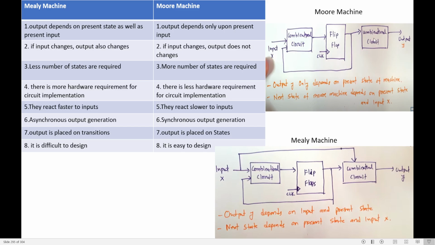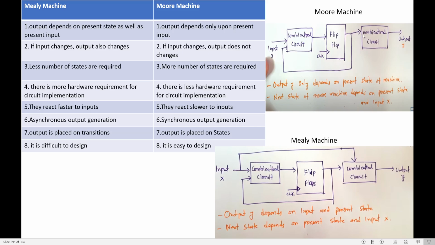So what is the combinational circuit? The output depends upon the input. So what is the input which is fed to this combinational circuit? Present state of the flip-flop. So what is the first point you need to write? The output Y depends upon what? Present state of the flip-flop, present state of the machine. That is point 1.